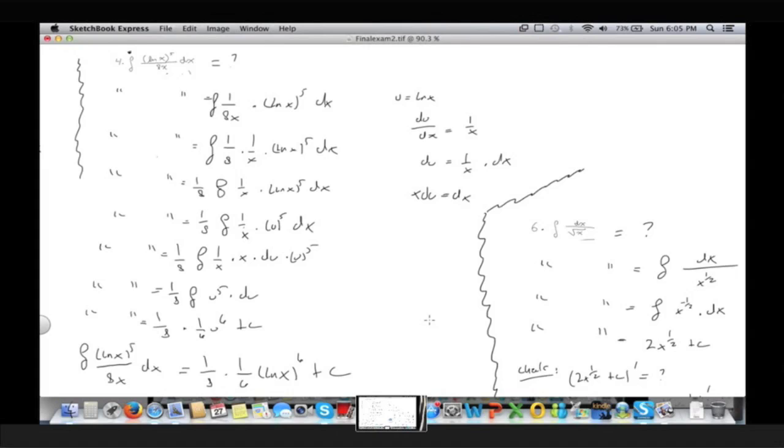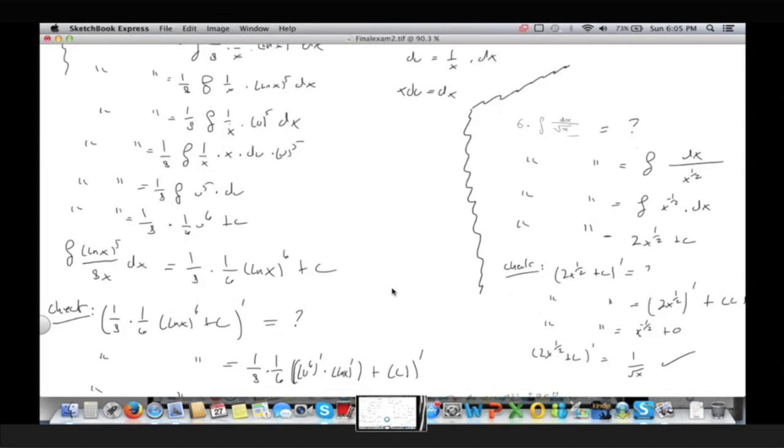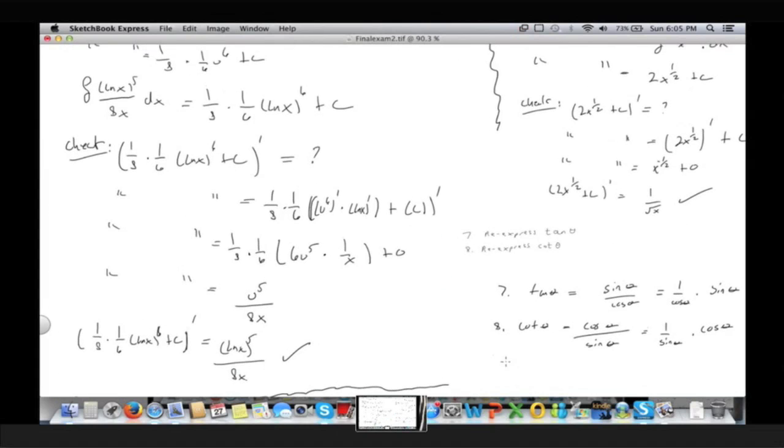Okay, so this problem could be tricky because you have to separate out the 1/8 times 1 over x times natural log x to the 5th, but you used the algebra techniques that we talked about to do that. Okay, so let's look at your check for that. Okay, let's go to my screen for a moment.